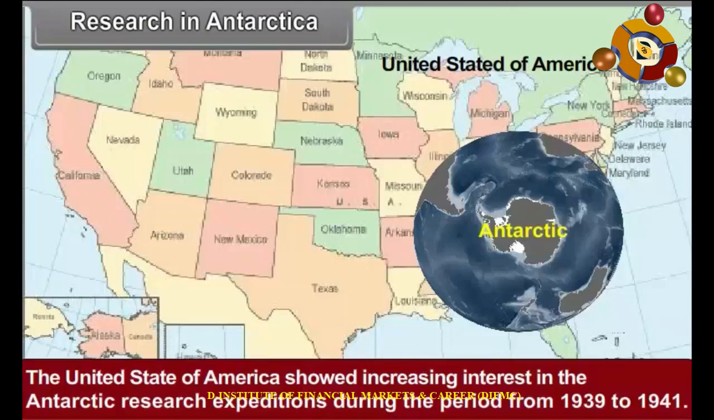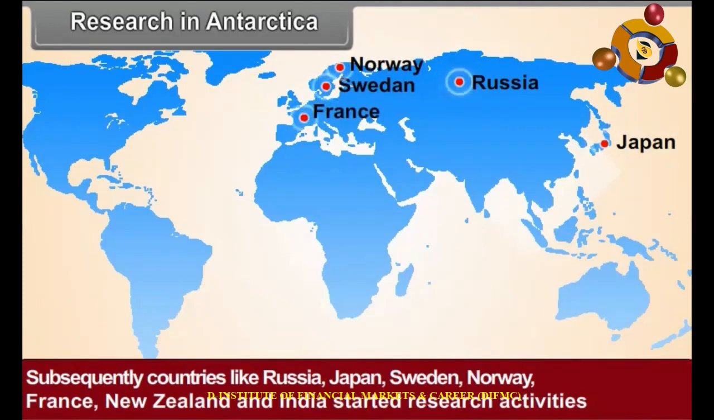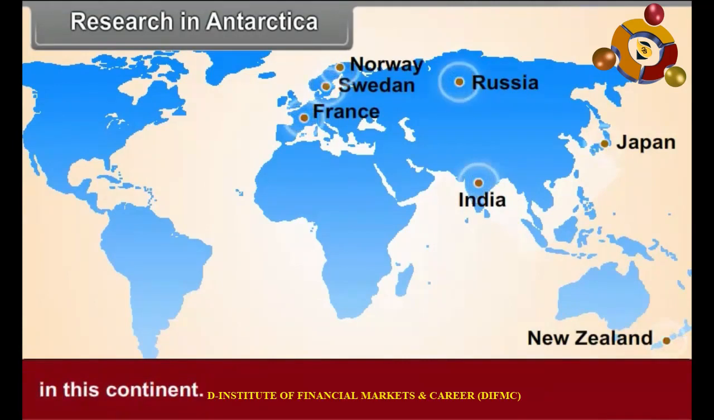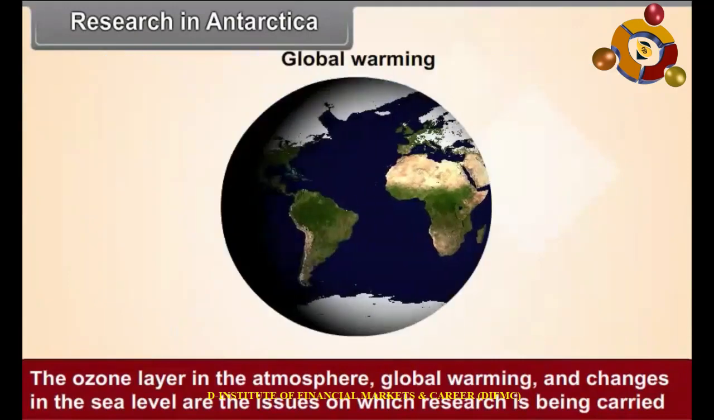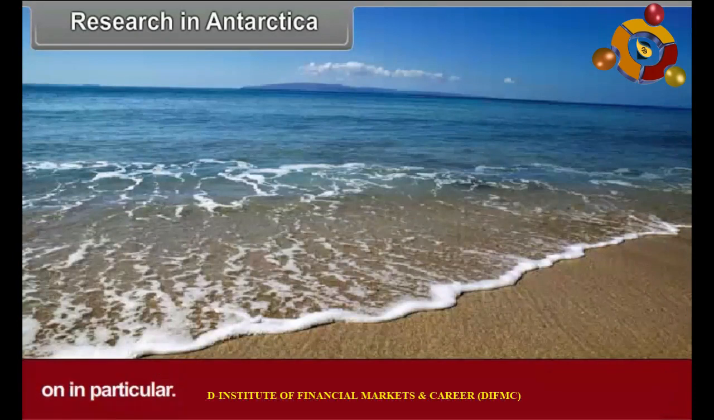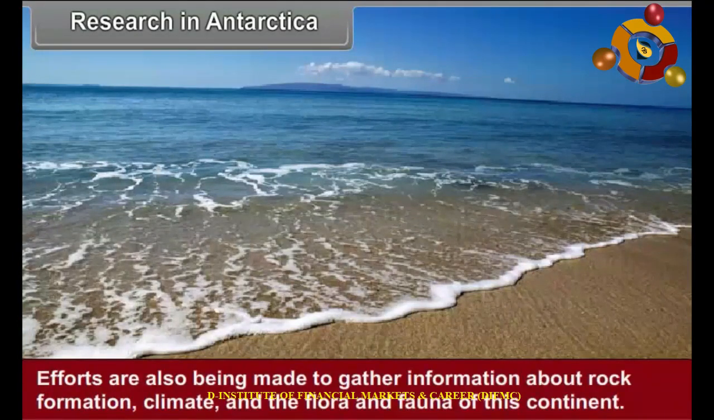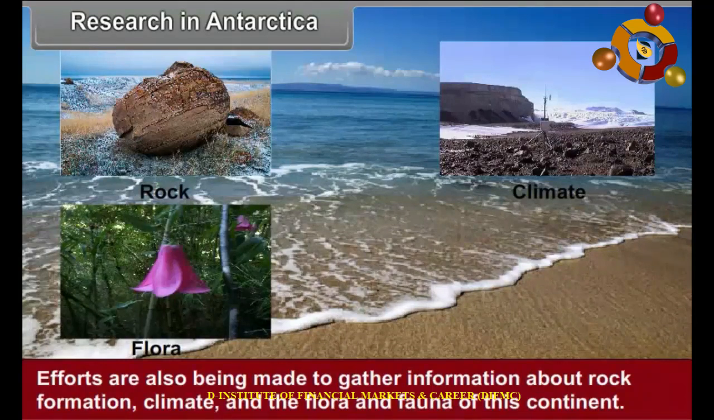Research in Antarctica. The United States of America showed increasing interest in the Antarctic research expeditions during the period from 1939 to 1941. Subsequently, countries like Russia, Japan, Sweden, Norway, France, New Zealand and India started research activities in this continent. The ozone layer in the atmosphere, global warming, changes in the sea level are the issues on which research is being carried on in particular. Efforts are also being made to gather information about rock formation, climate, and the flora and fauna of this continent.